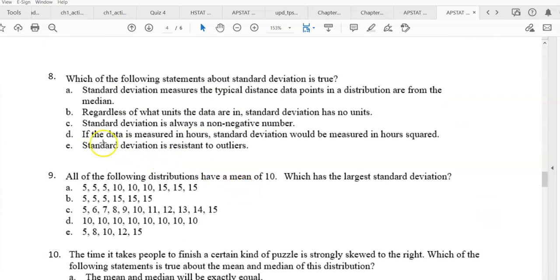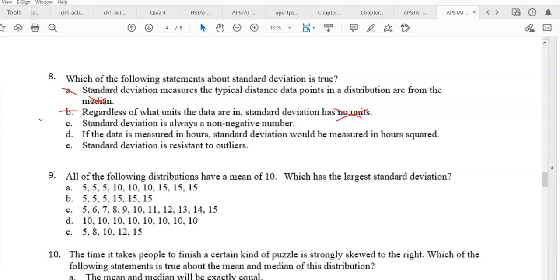The following statements about standard deviation, which is true? So, oh man, standard deviation. Standard deviation measures the typical distance data points are from the median. Oh no, that's not true. That's a silly one. Regardless of what units are data, standard deviation has no unit. Actually, that's not true. It has a unit; if you're measuring in centimeters, that's the unit. Variance is that unit squared. Variance is standard deviation squared.